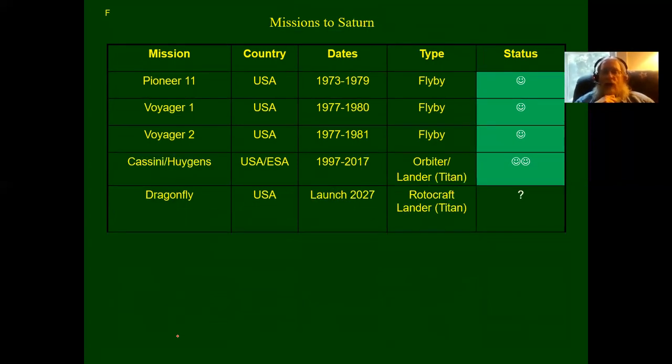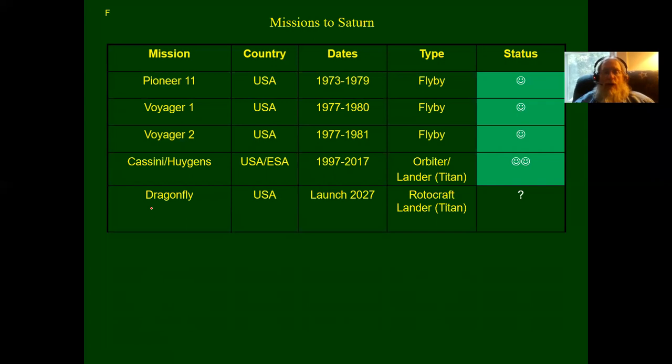All right, missions to Saturn all have been successful. We've had 3 flybys, and then one mission that Cassini was the name of the part that was in orbit around Saturn. Huygens was the lander on Titan. Anyway, quite successful. Titan is also of astrobiological interest.